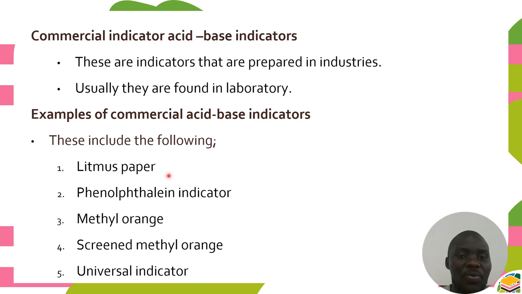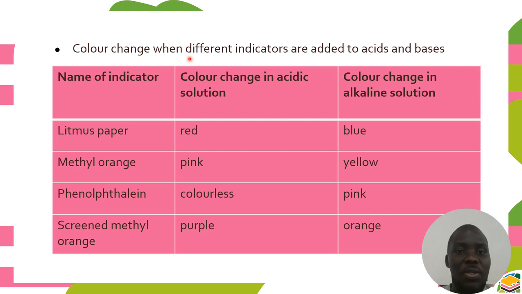We may have a solid one, that is litmus paper. We have phenolphthalein indicator, methyl orange, screened methyl orange, and universal indicator. Amongst these ones, usually in school labs, you may find litmus paper, phenolphthalein indicator, as well as universal indicator. So let us go into more detail about these indicators. Color change when different indicators are added to acids and bases.